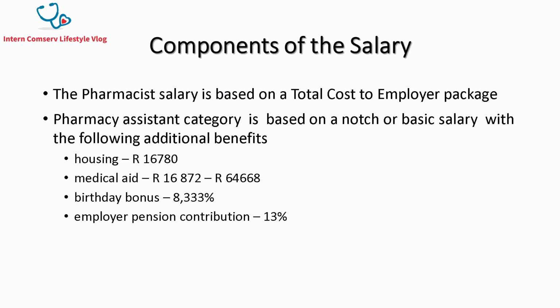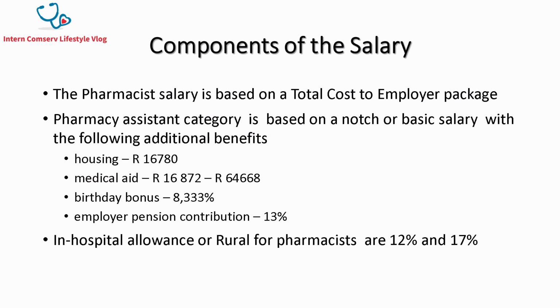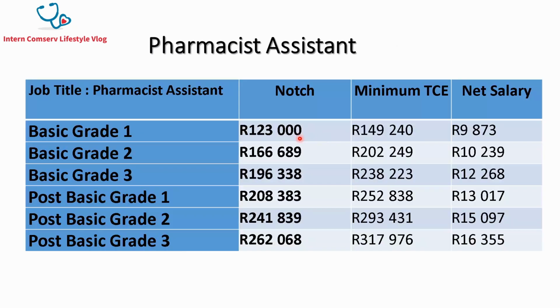The pharmacy assistant category is based on a notch or basic salary with the following additional benefits: housing, medical aid, which ranges between 16,872 to 64,688 depending on the number of beneficiaries you have, a birthday bonus, which is equivalent to about 8.3% of your basic salary, the employer contribution to pension, which is 13%. And finally, the inhospitable or rural allowance, pharmacists are 12 and 17%, which we will be looking at now.